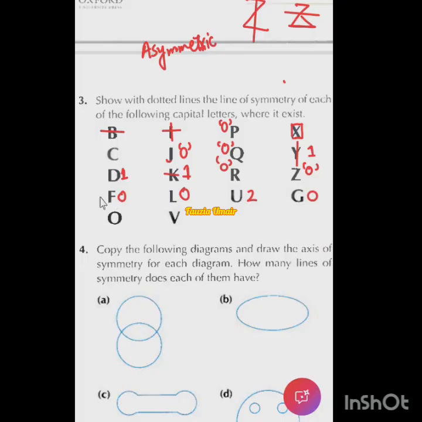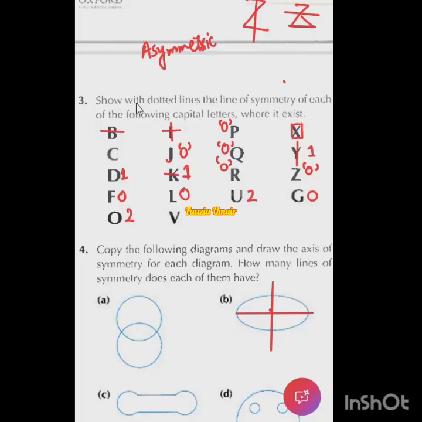Ma'am, one. Why one? Ma'am, like one vertical. What about a horizontal one? Yes, ma'am, it could be. It is basically an oval now. Just look at this. If I put one line like this, it is also symmetric. And if I put one like this, it is also symmetric. So two lines basically.